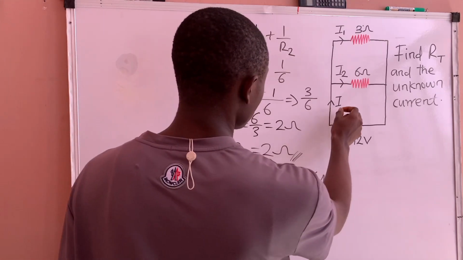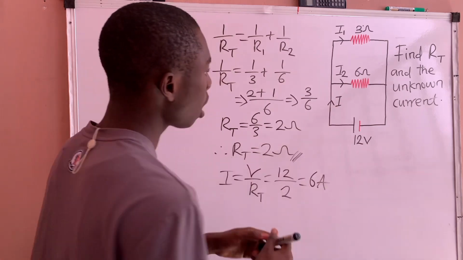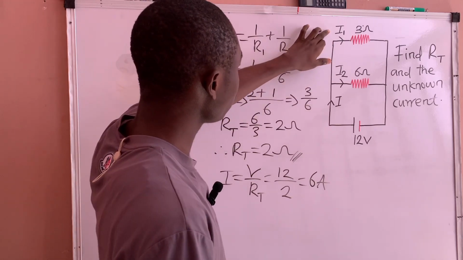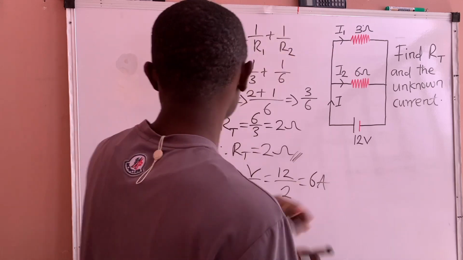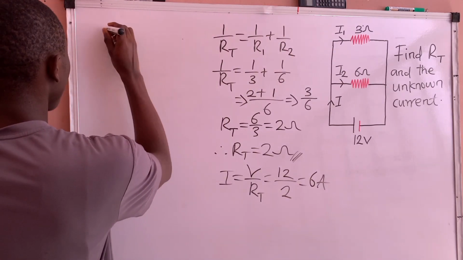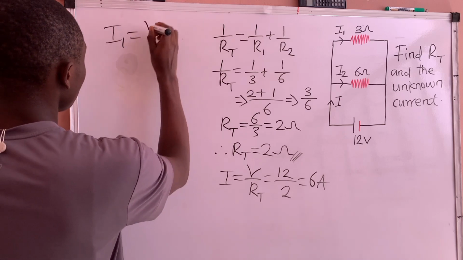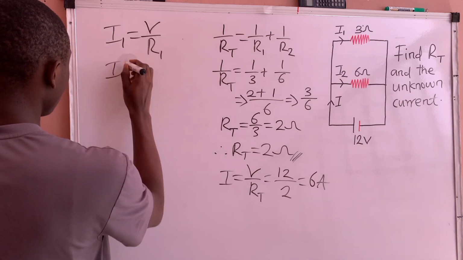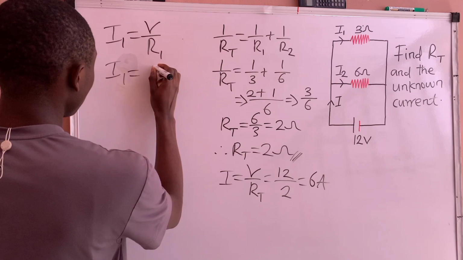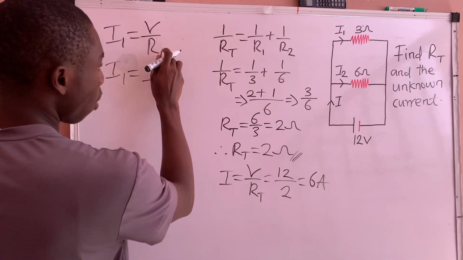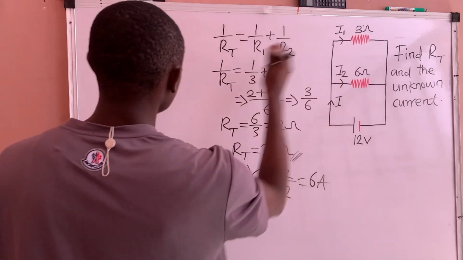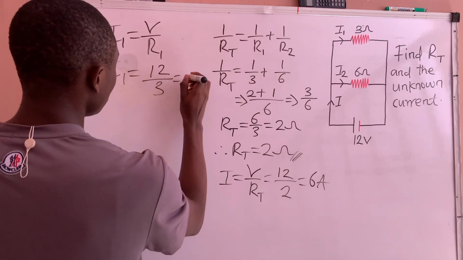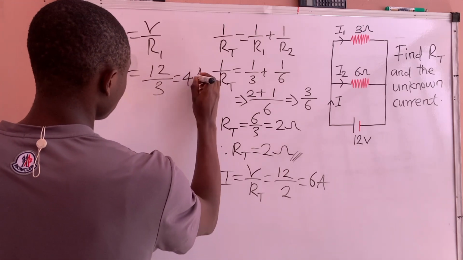And since we have solved for the supply current, we are also asked to find the value of the other currents. So the current that will flow through R1, which is I1. From Ohm's law, I1 will be equal to V over R1. So I1 equals V, which is 12, divided by R1, which is 3. 3 will go into 12 four times, so it will be 4 amps.